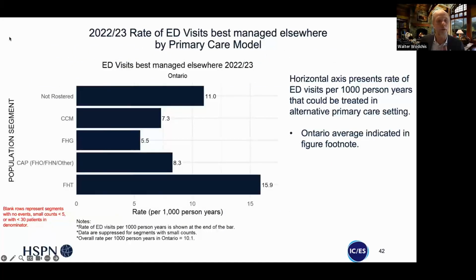And here I'm showing you the stratification by primary care model. Again, all four are shown. So as you can see, ED visits best managed elsewhere.